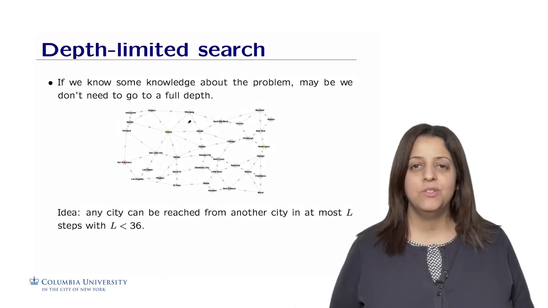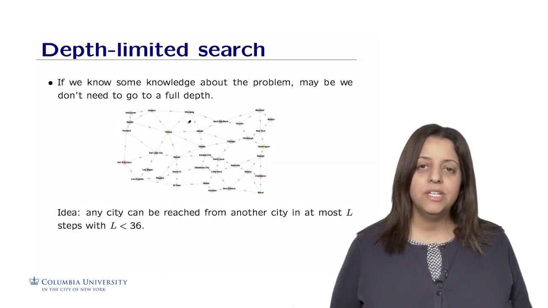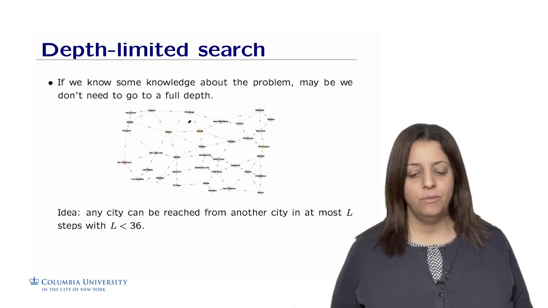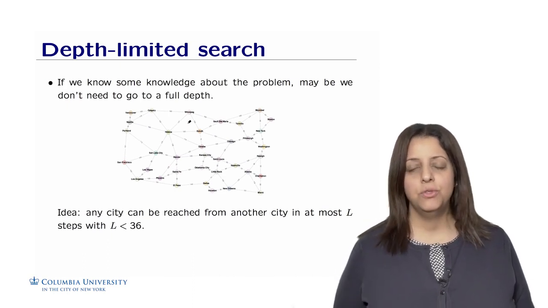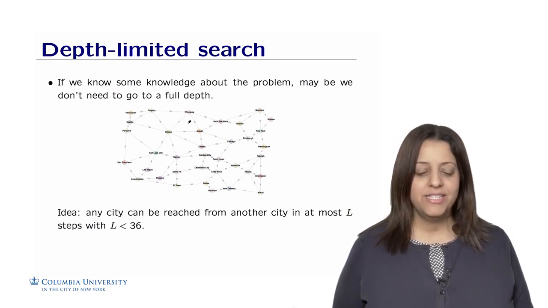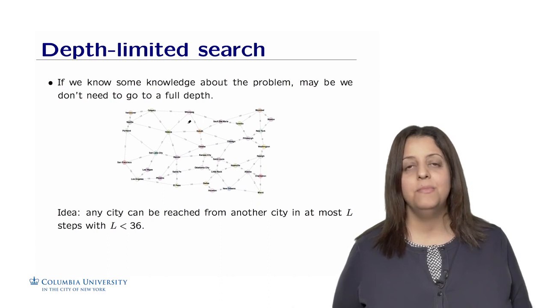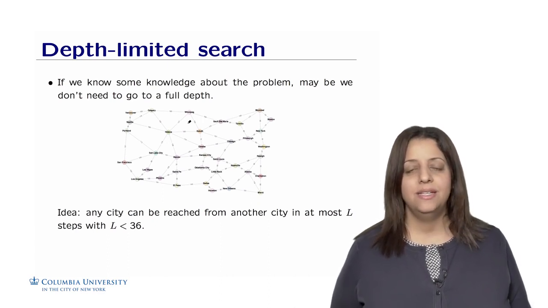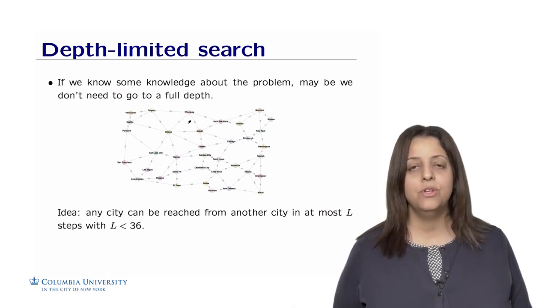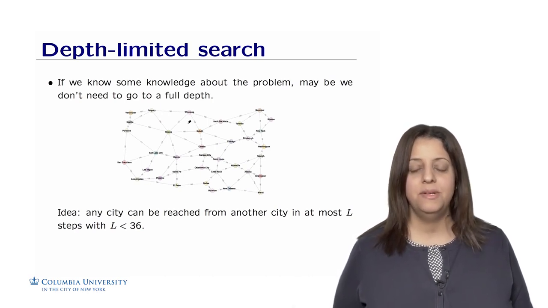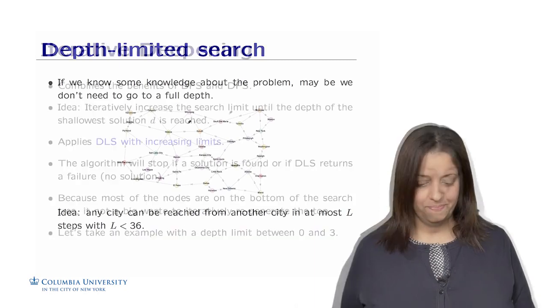Methods like depth-limited search and iterative deepening are particularly useful if we have some knowledge about the problem. Maybe we don't have to go full depth after all. So for example, in the case of the map, if we know that any city can be reached from another city within some limit, at most L steps, where L is less than 36 in the example, so maybe we don't need to go as deep in the search tree and just limit it to some limit L.